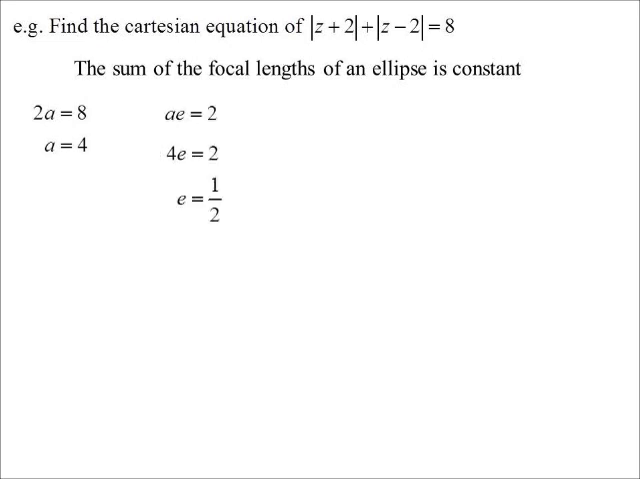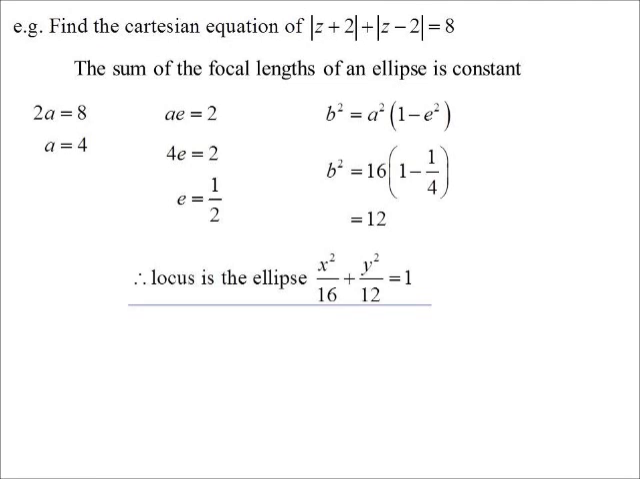AE is equal to 2. We know that. So 4e is 2. We now know the eccentricity of our ellipse. B squared is equal to a squared 1 minus e squared. So I now know b squared is 12. Well, that's pretty much it now, because that's going to be centred at the origin. I suppose that's the other key thing, is to work out where the centre is. That one's at the origin, so it's just going to be x squared on 16 plus y squared on 12 is equal to 1.